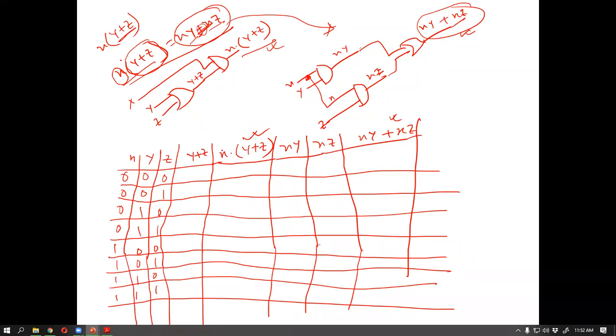So this is the OR gate, Y plus Z. Y and Z OR gate logic: any input high, output high. So zero, zero gives output zero. Zero, one gives one. One, zero gives one. One, one gives one. Zero, zero gives zero. Zero, one, one. One, zero, one. One, one, one.